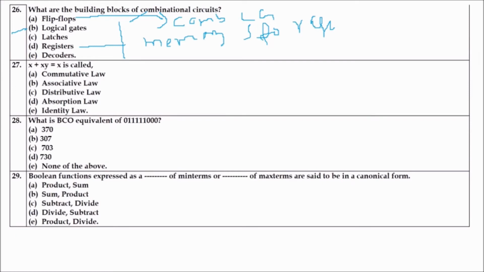Next is x plus xy is equal to x. What is x plus xy called? You take x as common, 1 plus y. You add anything to 1, that will be 1 only. So it will be x.